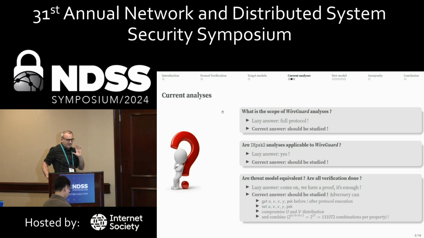So in reality, it's a bit more tricky. We have to go deeper in the model to look at the details of how things are modeled to have the correct answers. Especially for the threat models, if we look at all the combinations that are possible for the adversary, we have something like 2 to the 17 possible combinations to analyze.